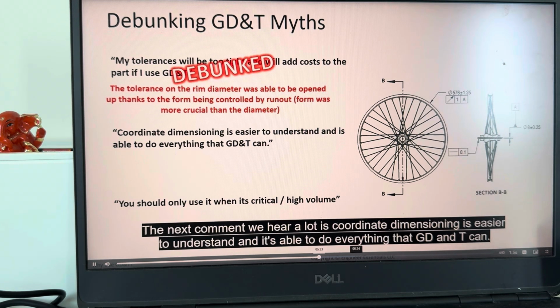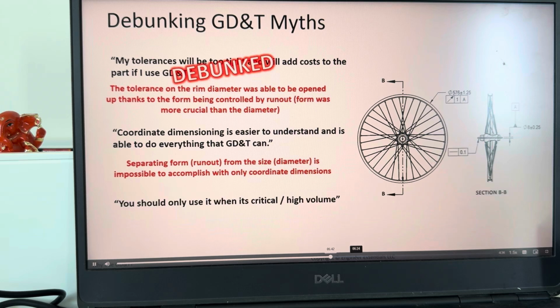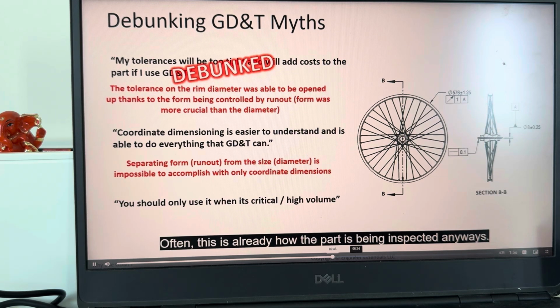The next comment we hear a lot is coordinate dimensioning is easier to understand and is able to do everything that GD&T can. Well, as we just saw, separating form and coaxial requirement from the axis is impossible to accomplish with only coordinate dimensions. GD&T allows us to add a new way of thinking and a new way of looking at tolerances to a feature of size. Often this is already how the part is being inspected anyways.